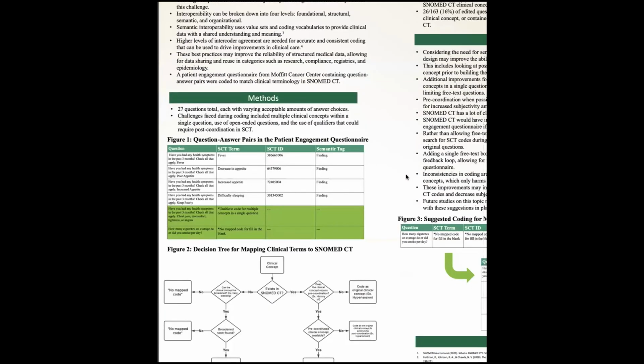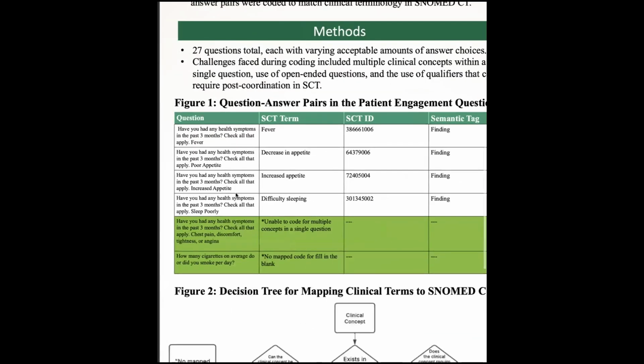For methods, a patient engagement questionnaire from Moffitt Cancer Center in Tampa, Florida was coded to match clinical terminology within SNOMED CT. There are 27 question answer pairs total with varying amounts of answer choices within each question. You'll see examples in figure 1 of the question answer pairs. So for example, have you had any health symptoms in the past 3 months? Check all that apply. So some of the answers were fever, decrease in appetite, increased appetite, and sleeping poorly.